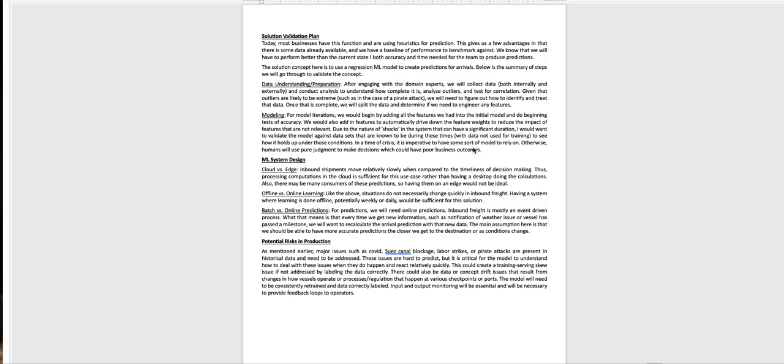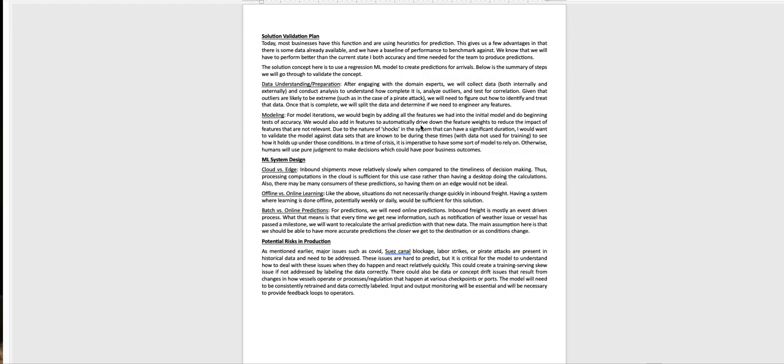Due to the nature of the shocks, I would want to validate the model on validation data and test data against times when these shocks were happening to see how durable the model was at predicting issues during these times. These are times when it's really critical to have a model like this, because otherwise humans will resort to human judgment, which may have poor outcomes.